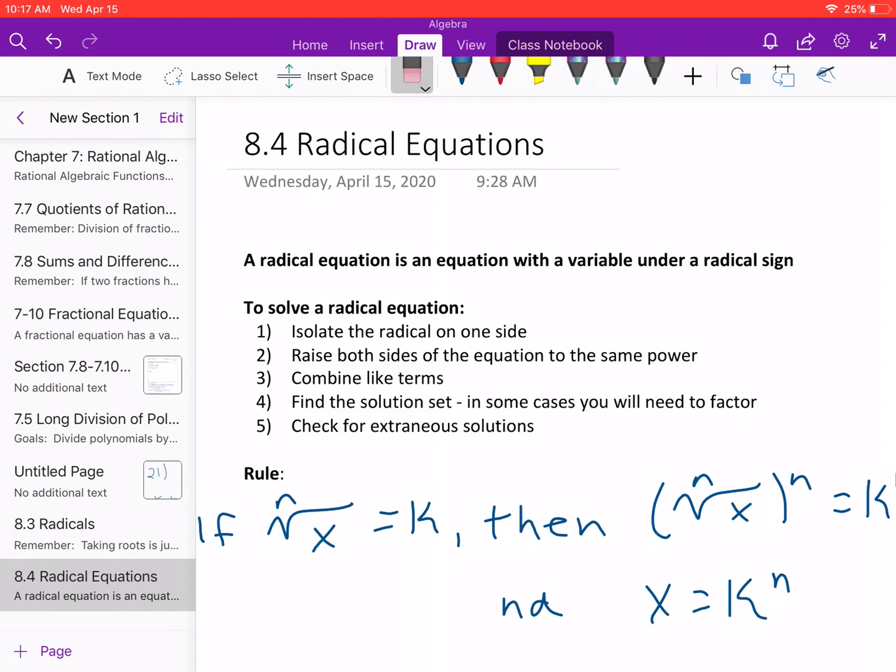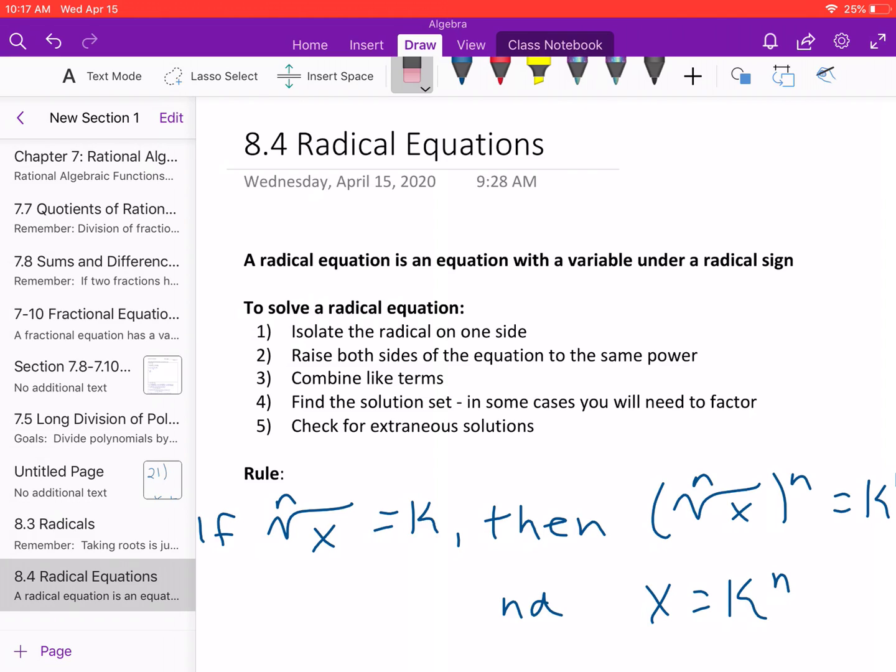It cannot just have x plus the square root of 2 equals 2. That would not be a radical equation. It must have the square root of 2 plus x under the radical. So to solve these equations, we need to isolate a radical on one side.